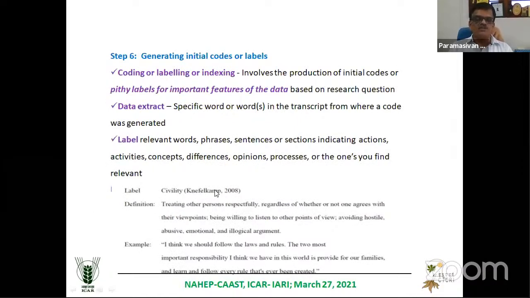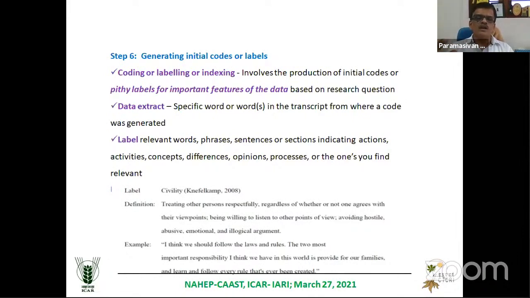Civility is one of the constructs which is identified by this person. The example from where he brought the civility theme is this answer that person got from his interview: I think we should follow laws and rules. And the two most important responsibilities I think we have in this world are to provide for our families and learn and follow every rule that has ever been created. That means the person is saying whatever law is made, we have to follow it, and we also should tell our family to follow it.